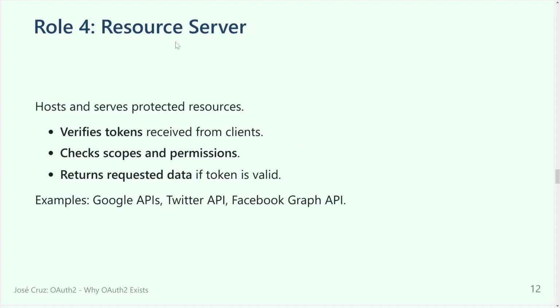And of course, the resource service, which is the most important one here. It's the service that provides the photos, emails, the repos if it's GitHub. It's where the REST API exists. It's the place that the client connects to with the token to get the information that it needs. As usual APIs, Google APIs, Twitter API, Facebook Graph API, and so on and so on.